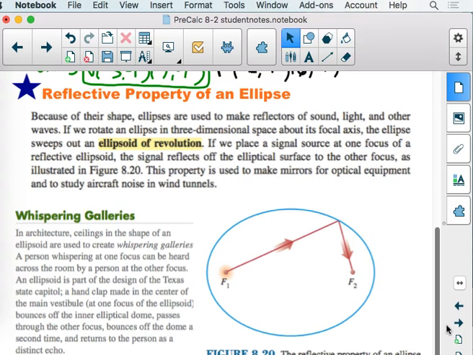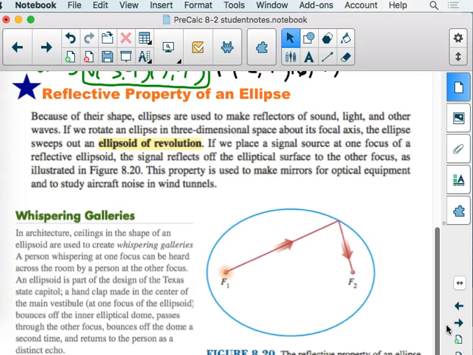There are places that are called whispering galleries. When they first figured out what this did, way back when, George Washington times, they would try to get whoever it was they wanted to spy on to stand at one focus in the room. And then they'd have another person at the other end of the focus listening. Because truly that sound, even a whisper, can be heard at the other focus of the room if it's made elliptically. So in architecture, ceilings in the shape of an ellipsoid are used to create whispering galleries. A person whispering at one focus can be heard across the room by the person at the other focus.